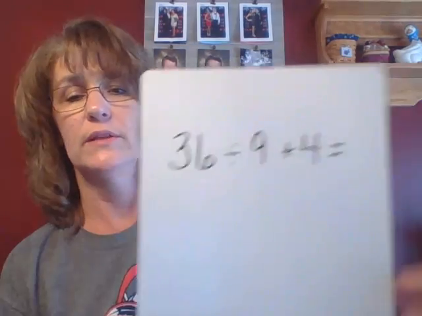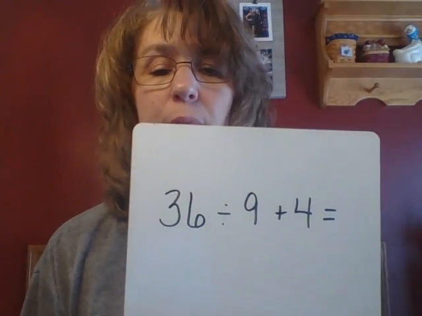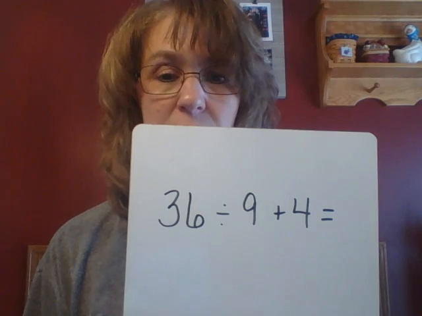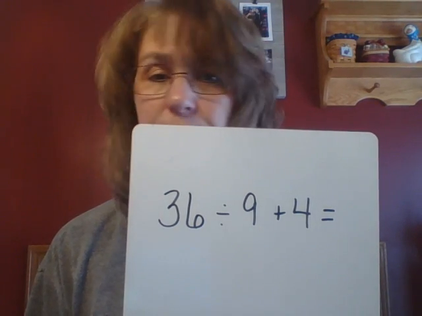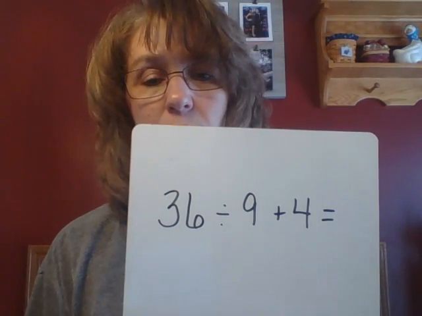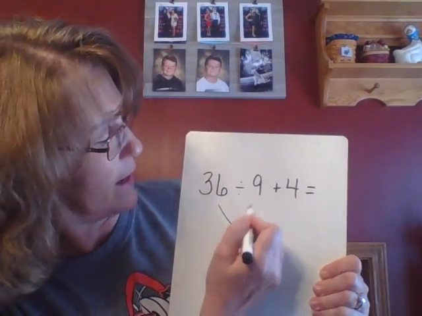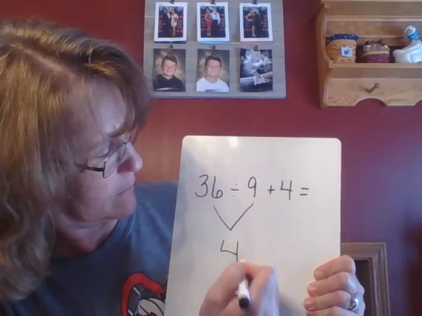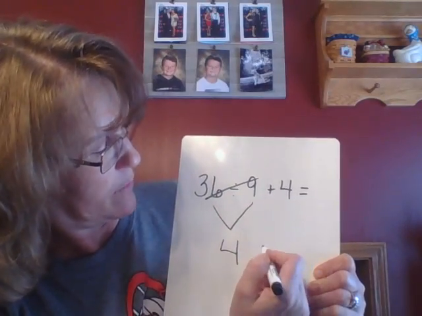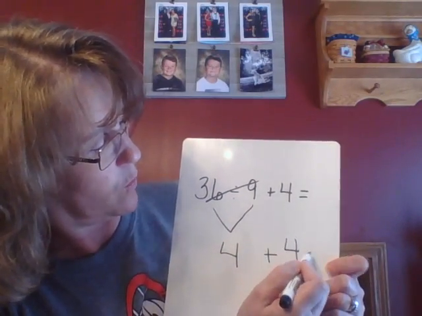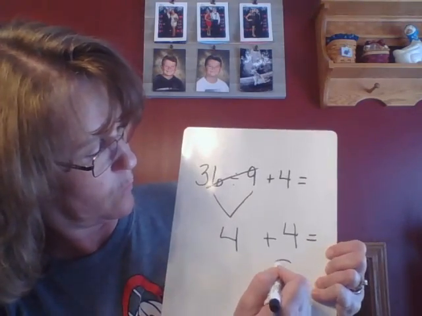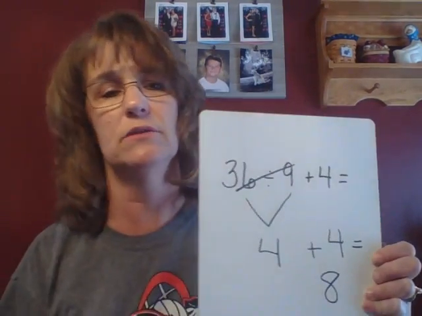All right, so let's try it. So we've got please, any parentheses? No. Excuse, any exponents? No. My dear, any multiplication or division? Yes, there's division. 36 divided by 9 is 4. So we're done with those. Bring the rest down and we get plus 4. And 4 plus 4 is 8. So hopefully you got that answer right.